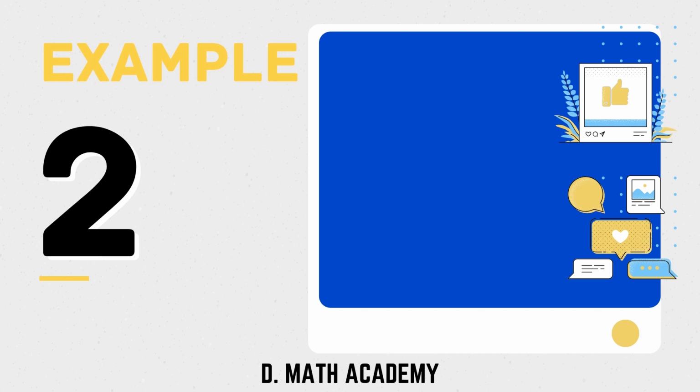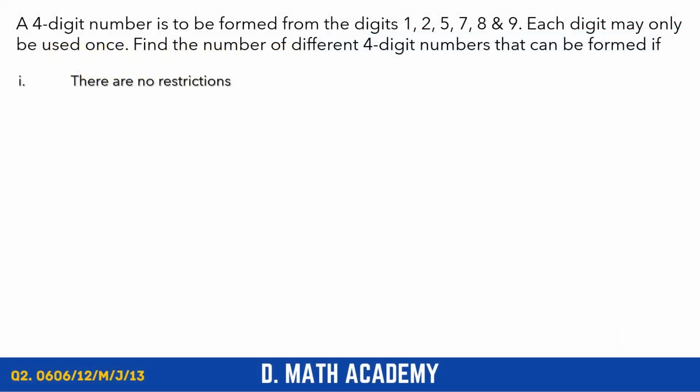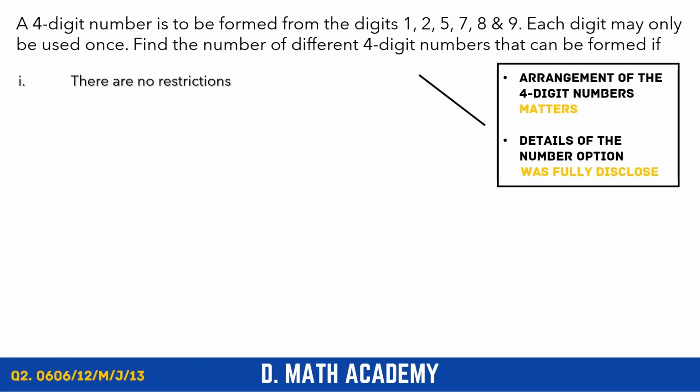Moving on to the second example, a 4-digit number is to be formed from the digits 1, 2, 5, 7, 8, and 9. Each digit may only be used once. Find the number of different 4-digit numbers that can be formed if there is no restriction. From the question itself, I already know the number options were fully disclosed. We know what numbers we can work with, and the arrangement matters a lot, because each different number selected will be considered a different combination.